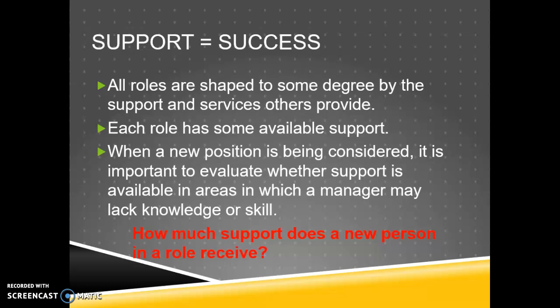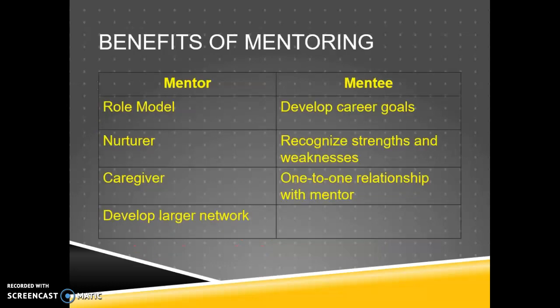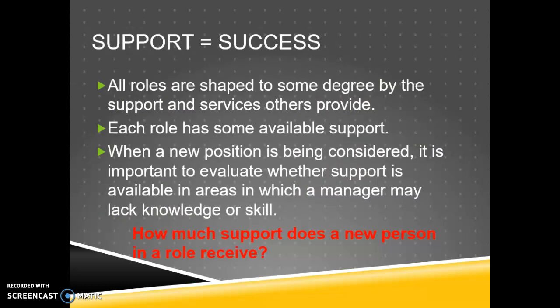The S in roles deals with support, and as I mentioned earlier, you want a level of support. When you're thinking about a new position being considered, it's really to evaluate whether support is available. You're going to hire somebody into a role, and you're like, do I have enough support to really ensure this person's going to be successful? So anytime that you're working in that kind of mindset, you want to not just throw people in.